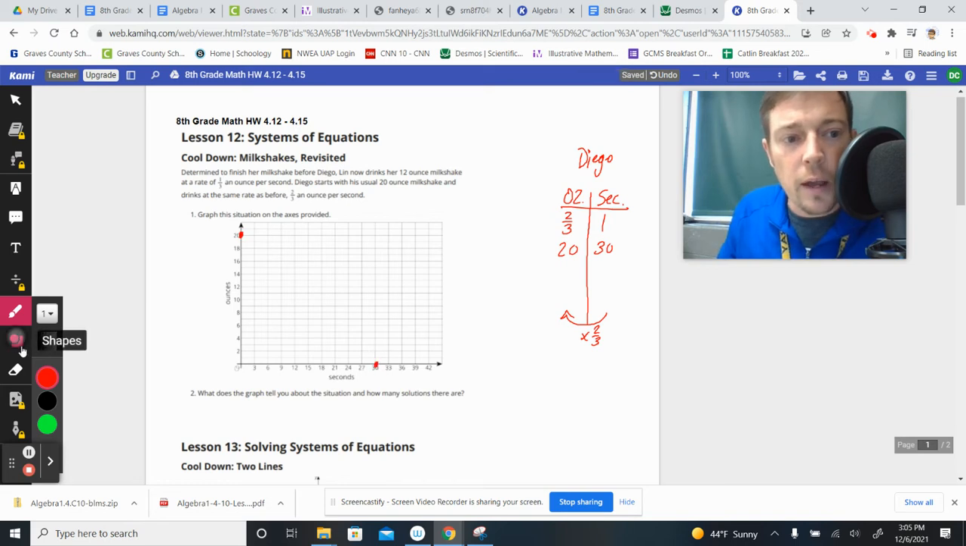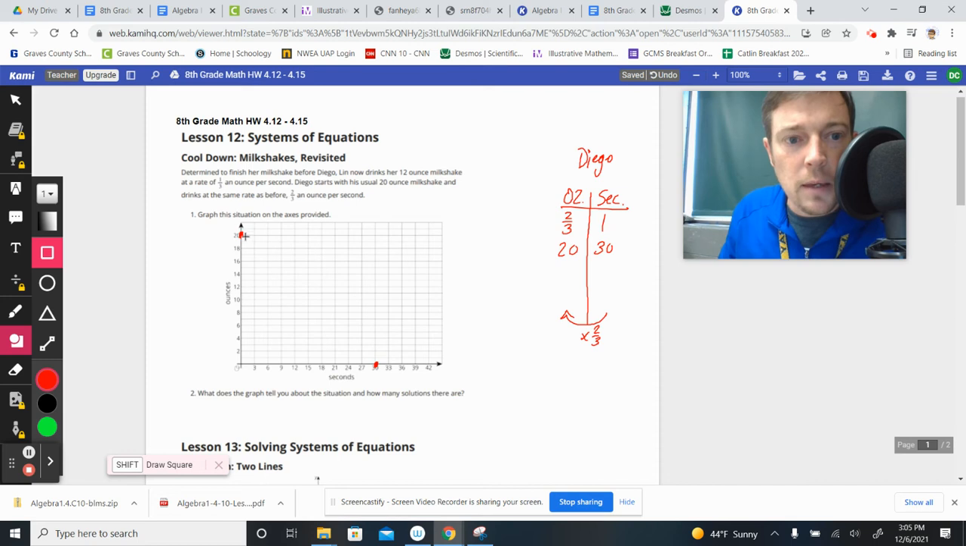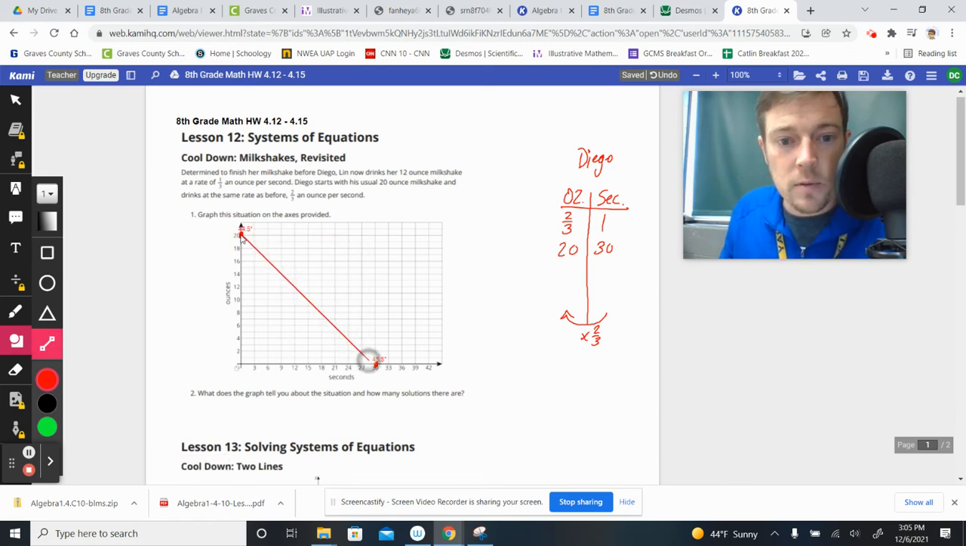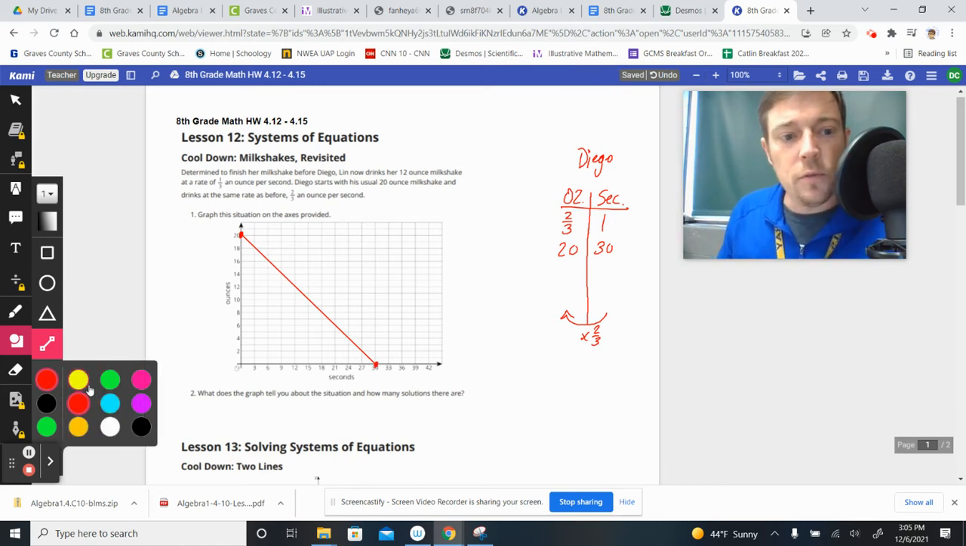So we can graph Diego's line by making that, not that shape, undo that. Let's make it a straight line. So we go from that point to that point. This line represents all of Diego's milkshake drinking. All right, so let's do one for Jada now.